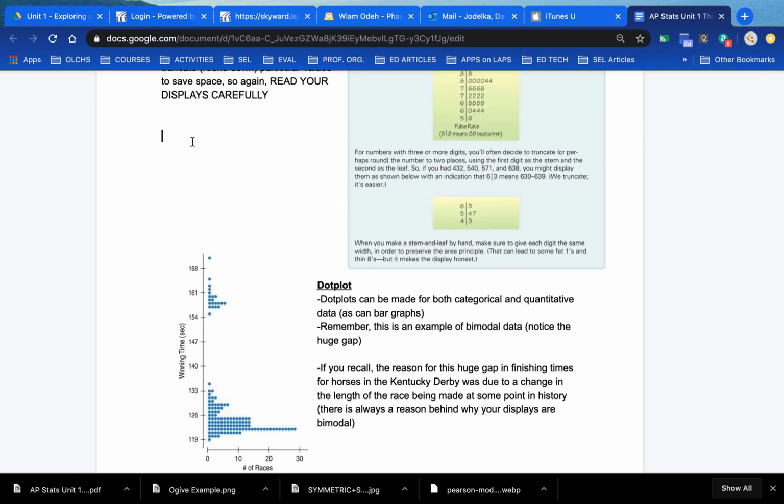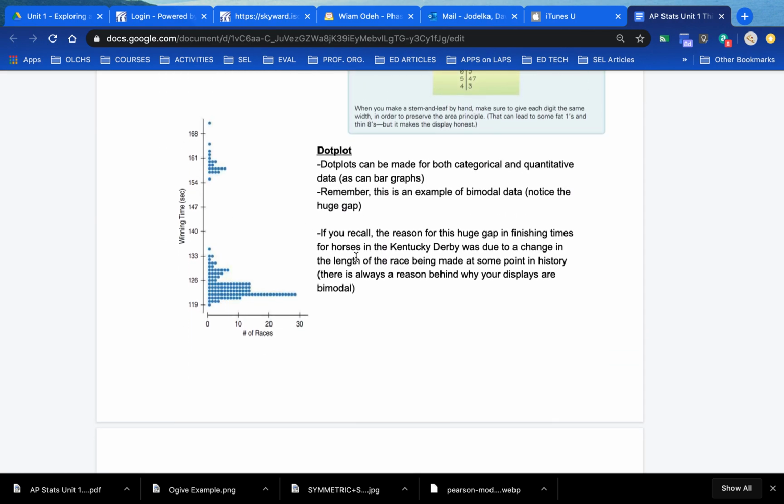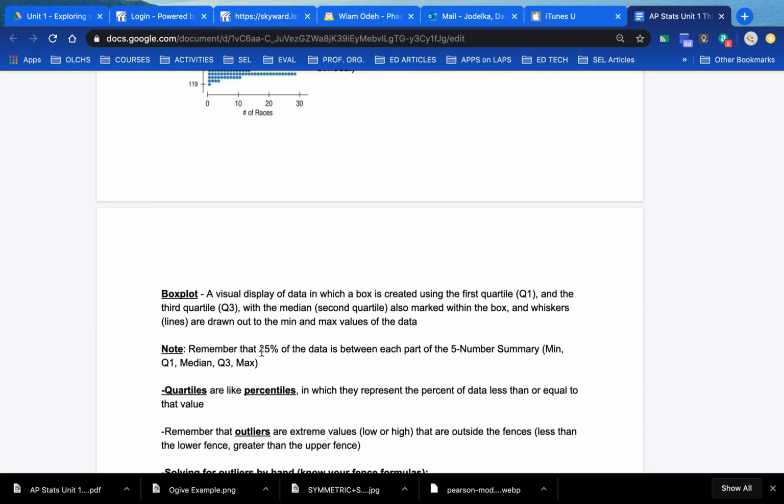Notice in all these cases, even histograms, they could be drawn horizontally or vertically. And this will kind of talk about bimodal. We'll get to that later on. If there's a huge gap in your data, there's usually something up, and we'll talk about that again when we get to bimodal.